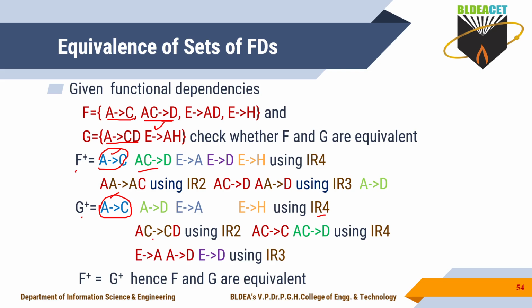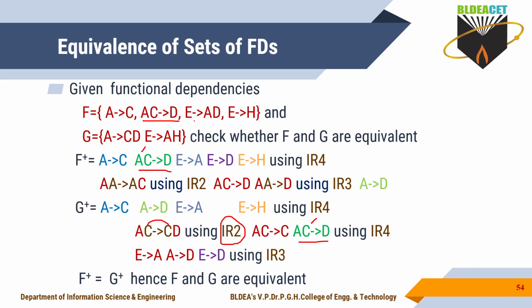So for that, what is the procedure we did here? My aim now is that AC determines D is available in F. After applying the inference rules, let's see whether it is possible to get AC determines D in G or not. For that, we applied the augmentation rule by adding C on both sides. We got AC determines D here. The same functional dependency is now available in both sets. Earlier it was not available, but after applying these inference rules, I got that functional dependency in G also.